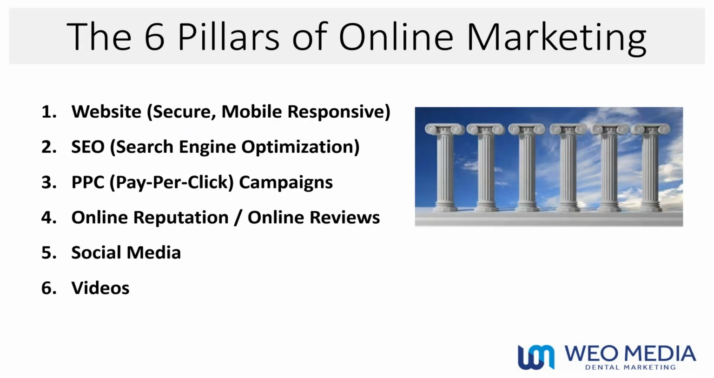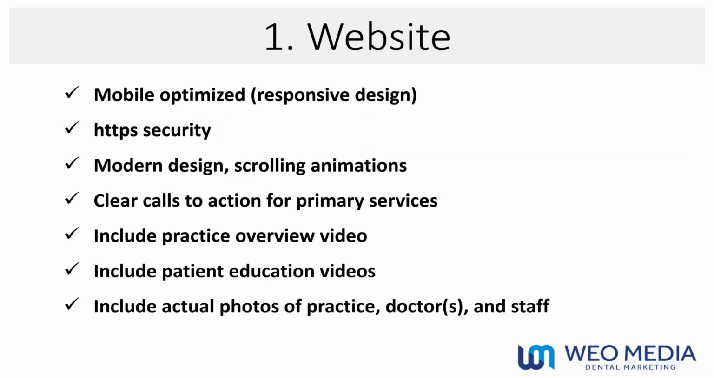So as we go through these 6 pillars, we're going to kind of talk about how these all work together and why they're so important collectively. And so let's start with the website, okay? What matters on a website? Well, these days, obviously having it mobile responsive, mobile optimized is very important. For almost any website nowadays, over half of the traffic is going to be on mobile devices.